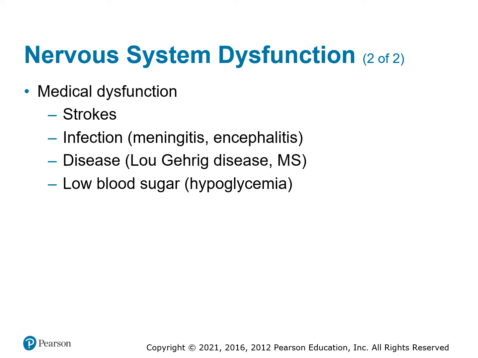Then you have the infections, encephalitis or meningitis, and some type of long-term disease like Lou Gehrig's, MS. Those are very debilitating diseases, and it could be as simple as low blood sugar. Remember, the body needs glucose to function. If you don't have enough sugar in your system, your body won't function normally, and your brain's one of the first to take a hit on that, so you will have altered mental status right away.